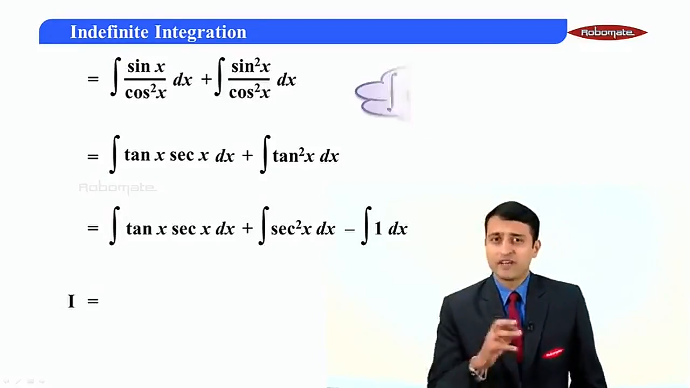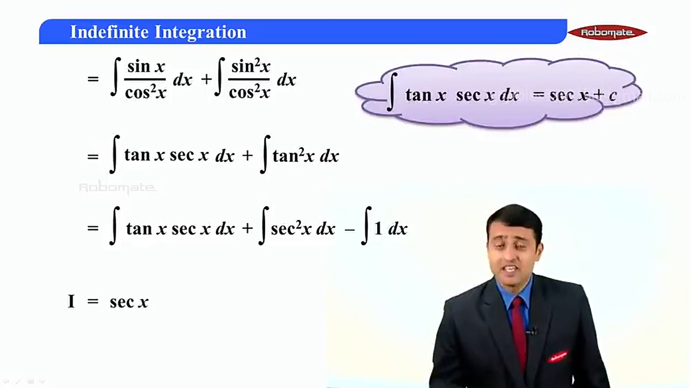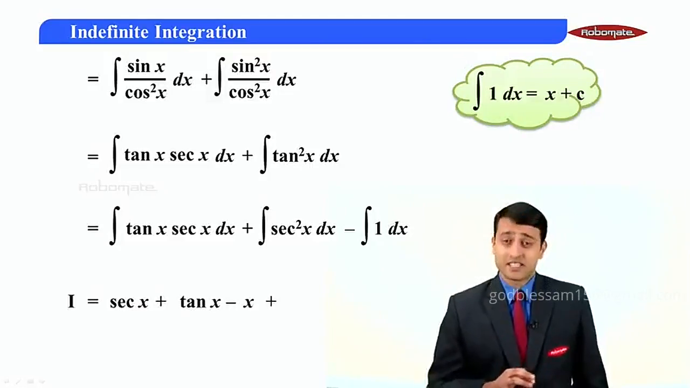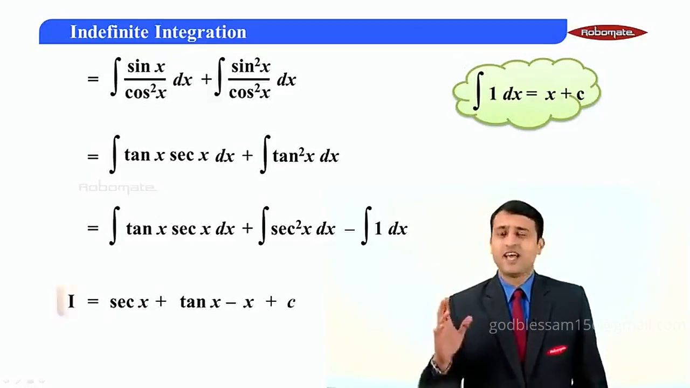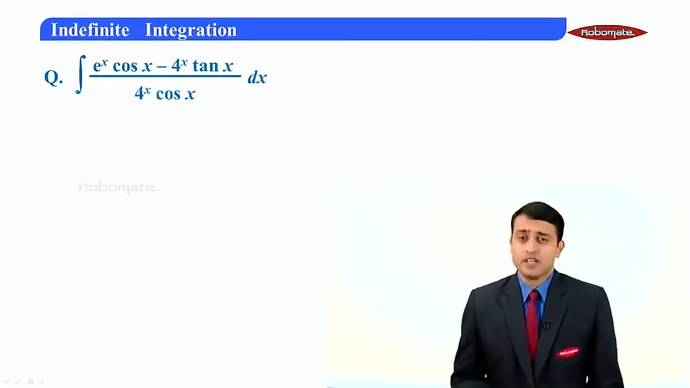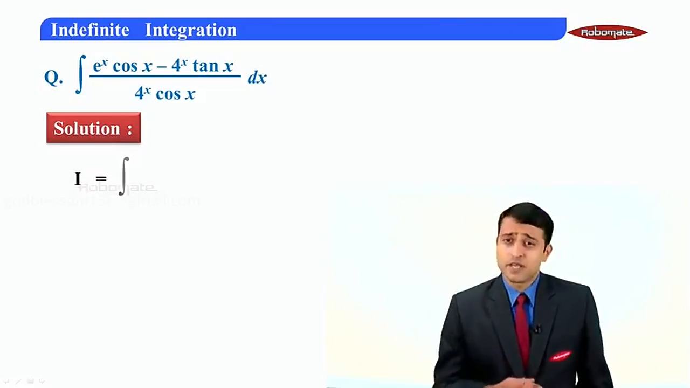You don't have to worry, I am giving you the formula here. Integral sec x tan x is sec x, integral sec square x is tan x, and integral 1 dx is x. Obviously a plus c, and that's your final answer. Let's take another question. Now this question in front of me, the very first step is to copy the same question.